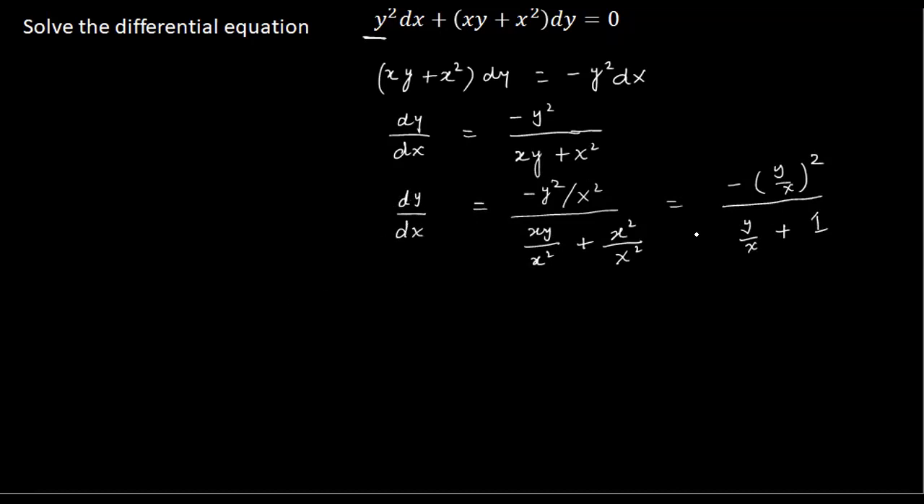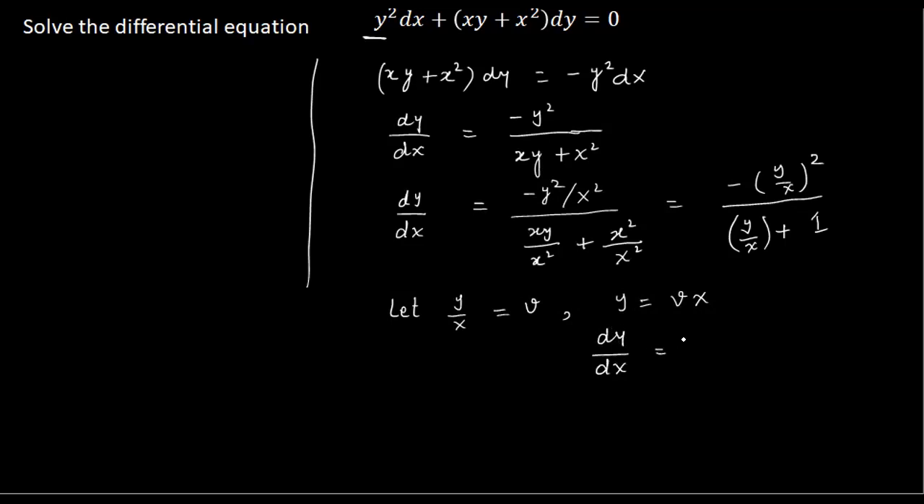Now, just do one thing. Simply put y over x equals v. Let us do this substitution here. So let y over x be v. Cross multiply, and we end up getting y equals v times x. Differentiate both sides with respect to x. We end up getting dy over dx equals v times 1 plus x times dv over dx.